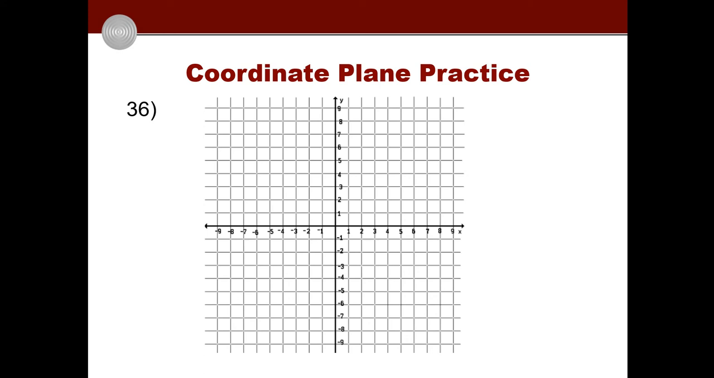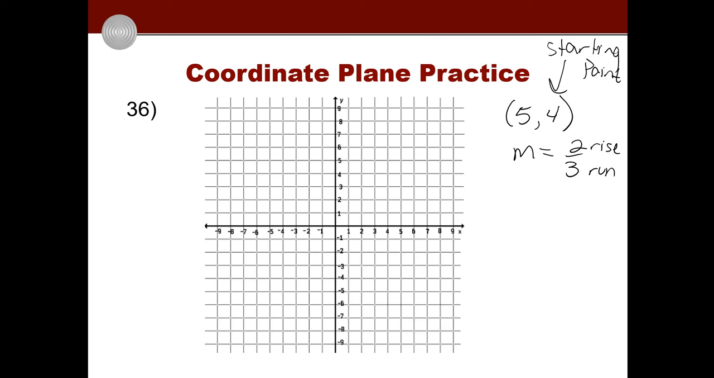So number 36 gave us a point of 5, 4, and told us the slope is 2/3. So top number's your rise, bottom number's your run. Remember, we always have to start with the starting point. So I need to start by graphing the point 5, 4, so going to 5 up to 4, and then my rise and my run. Well, the rise is positive, so I can go up 2. The run is positive, so I can go right 3, put my dot.